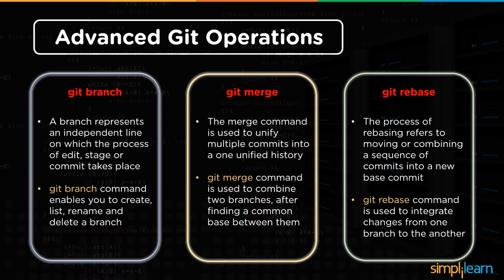Now git rebase is also performed for the same purpose, but the process of rebasing refers to moving or combining a sequence of commits into a new base commit. So git rebase does a little bit of restructuring of the commits, whereas git merge preserves the specific base commit, and on top of that it adds your commits and does the modifications. Rebase combines the commits, but it may end up having a new base commit. So git rebase modifies and restructures the overall baseline of the commits, right? The git rebase command is used to integrate the changes from one branch to another.